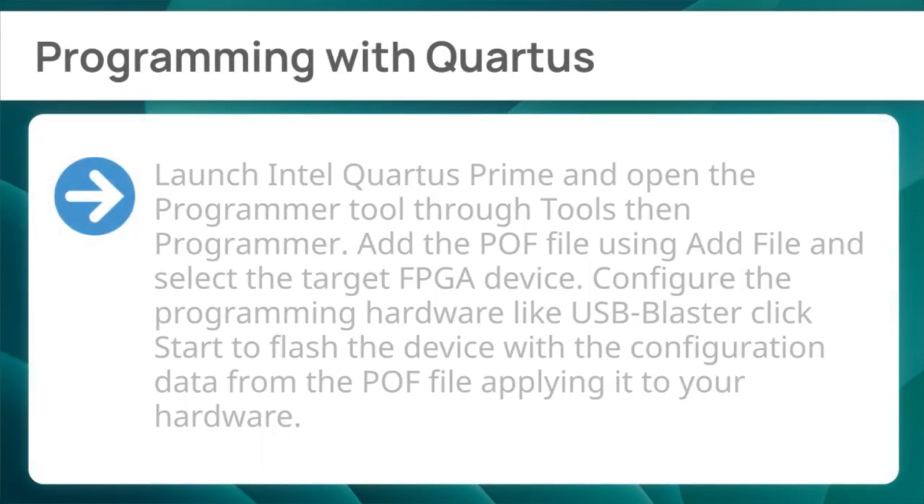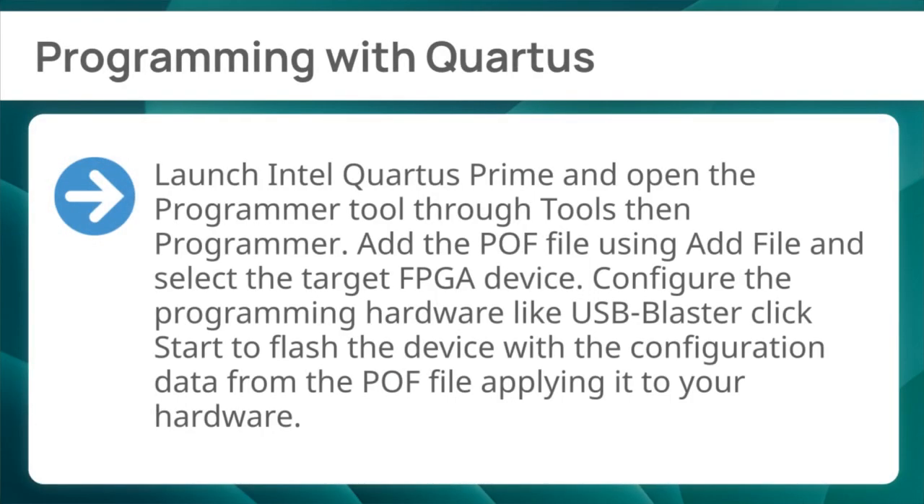First, programming with Quartus. Launch Intel Quartus Prime and open the Programmer tool through Tools, then Programmer. Add the POF file using Add File and select the target FPGA device. Configure the programming hardware like USB Blaster, click Start to flash the device with the configuration data from the POF file, applying it to your hardware.